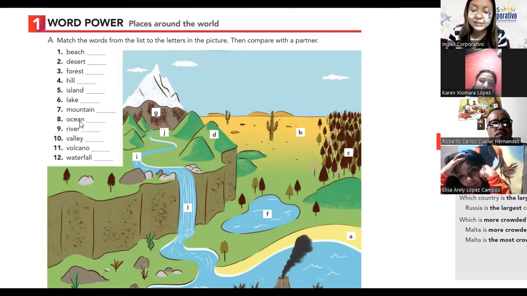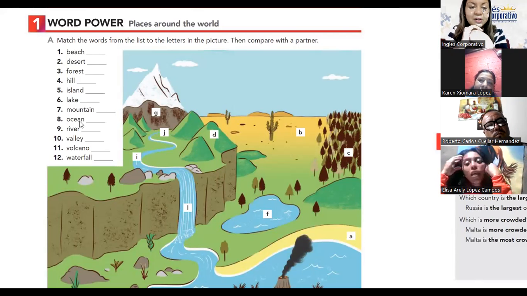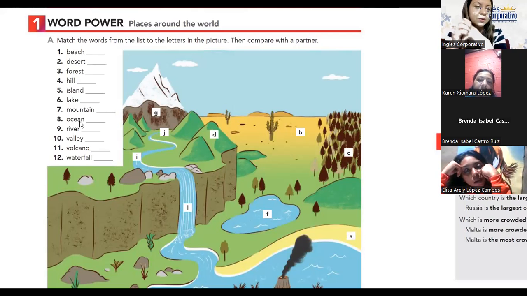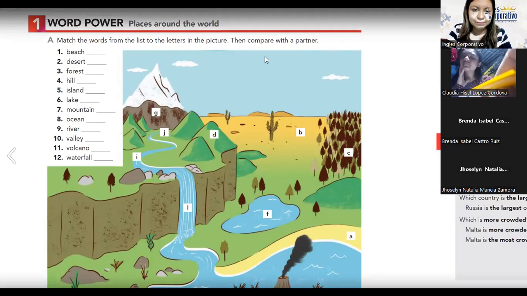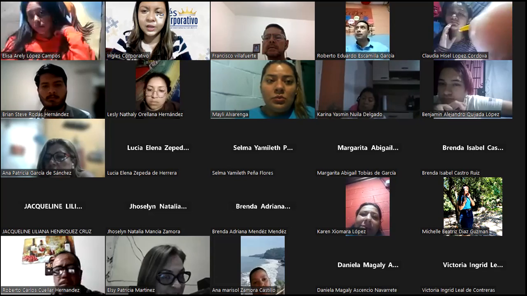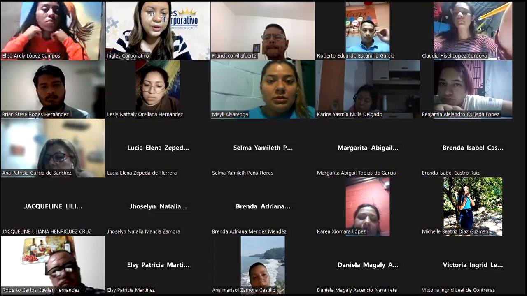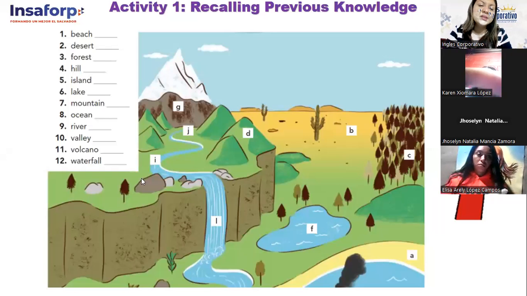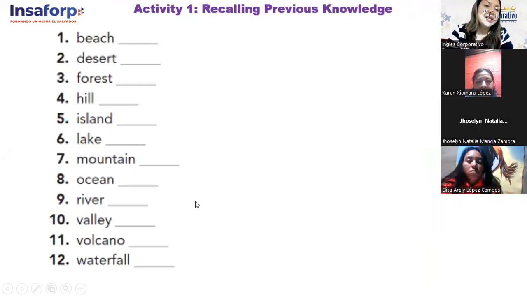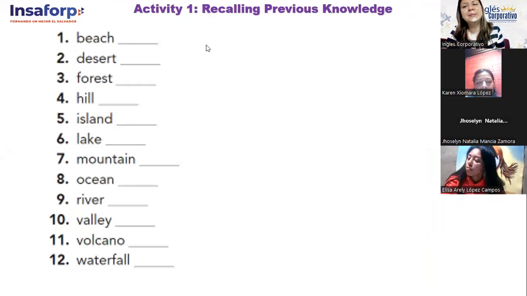Now we have ocean, river, valley, volcano, waterfall. Okay. And now I need you to give me examples of each of these vocabulary words, but tell me places you know as examples. For example, the beach. You can give me examples.